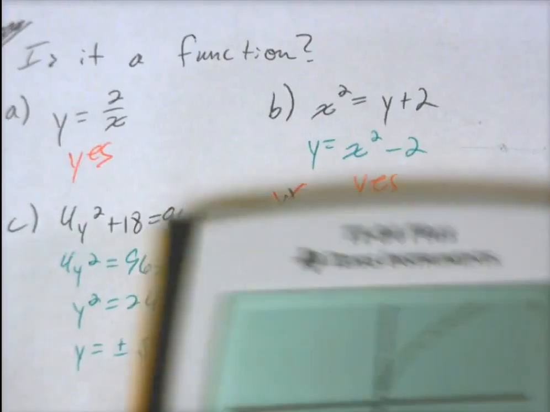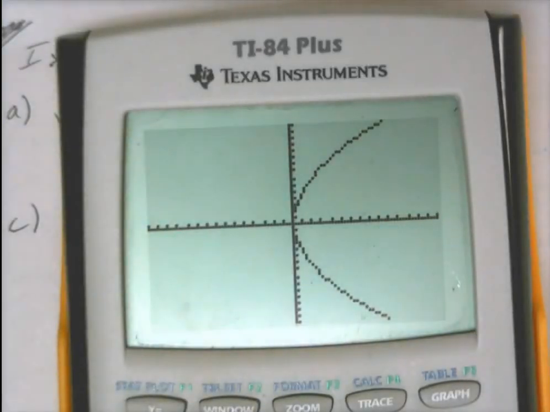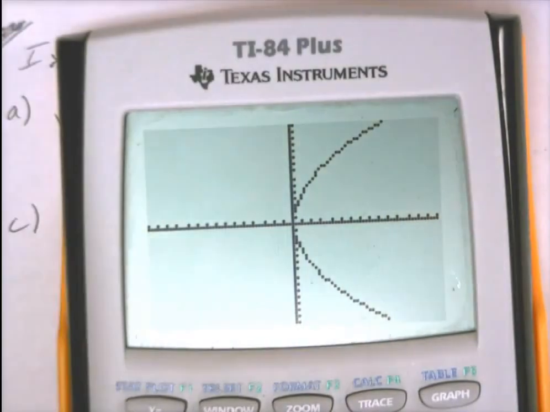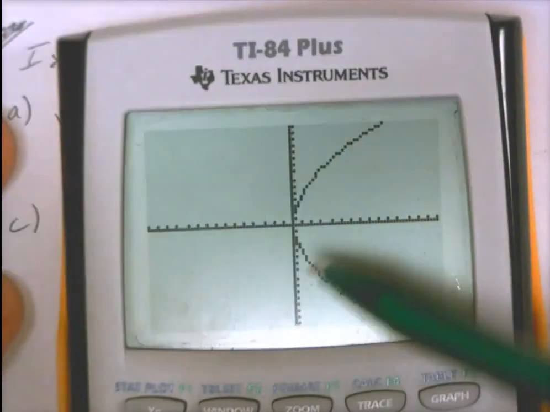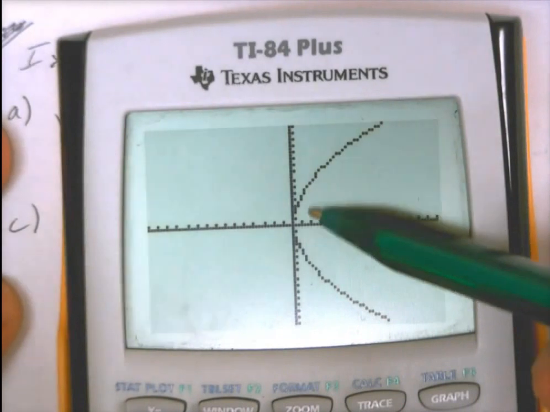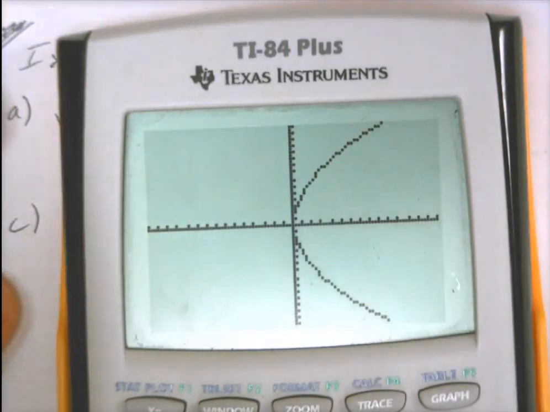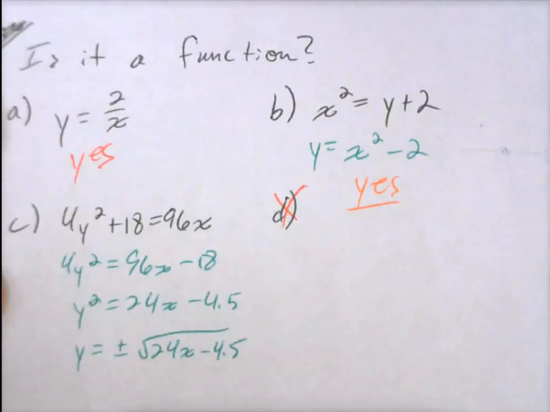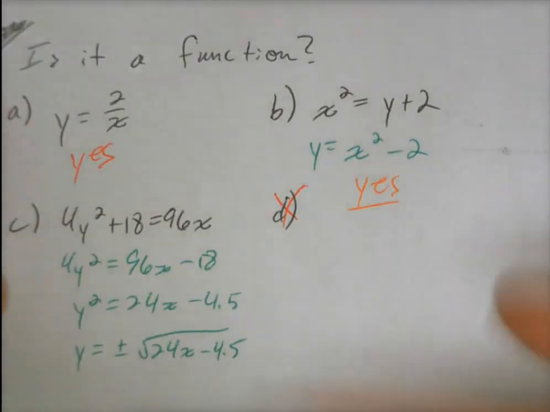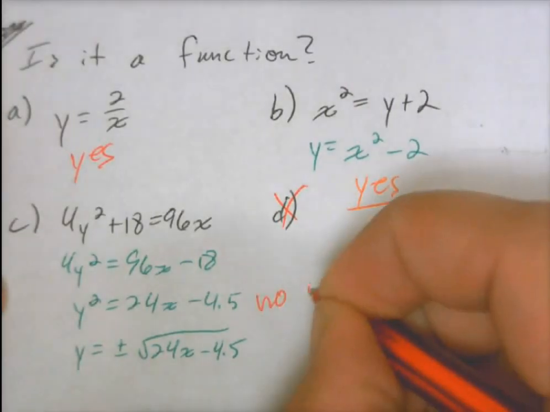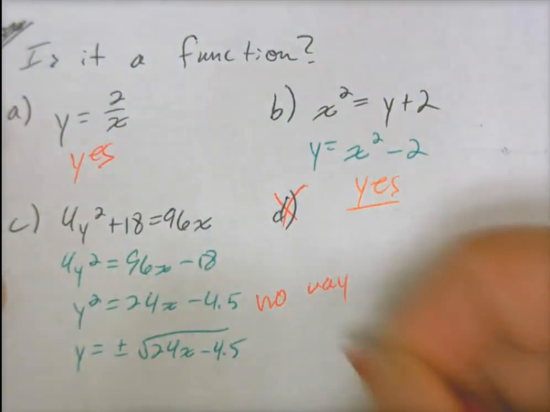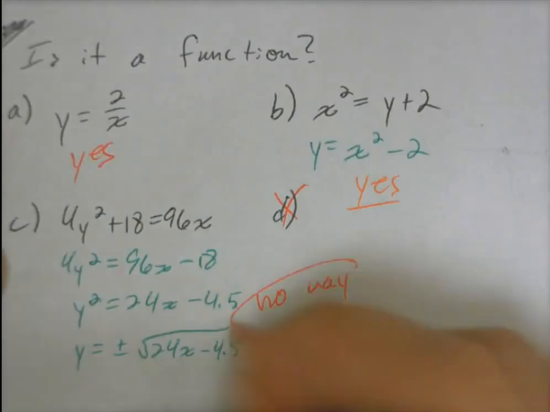So this one will actually fail the vertical line test. I keep saying horizontal. The vertical line test: every single point, except for the ones over here, obviously. But here, you can see if you run a vertical line through your graph, it hits more than 1 point most of the time. So this one will be a big no. Not possible.